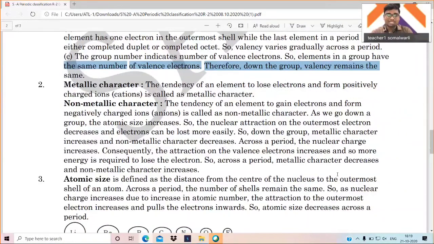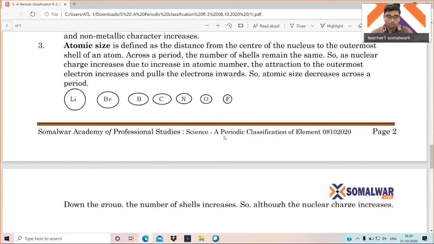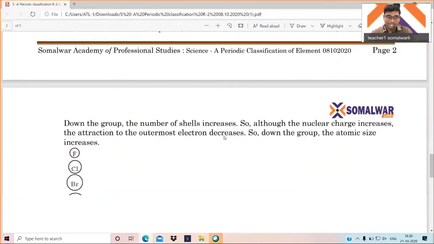Atomic size is defined by the atomic radius. Atomic radius is the distance from the center of the atom to the outermost orbit. The more the radius, the more the atomic size. When we move left to right, the atomic size decreases, but when we move top to bottom, the atomic size goes on increasing.